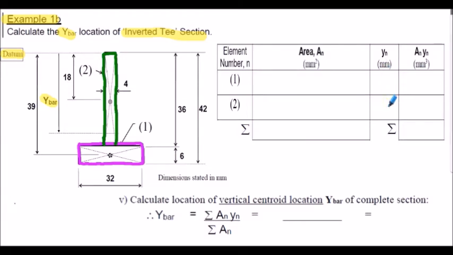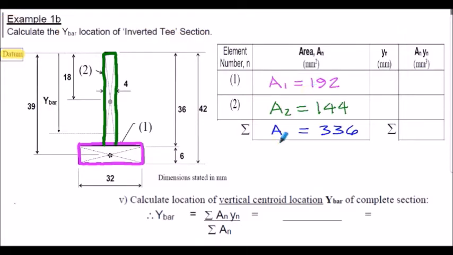What are the y values for element 1 and element 2 shown in the sketch from the top of the section this time? Once we have evaluated the y's, we can then work out the area moments, and from that we can work out the y bar dimension, but this time it will be from the top of the section. I'd encourage you to start the presentation and try and evaluate the y bar. The solution is shown on the following slide.